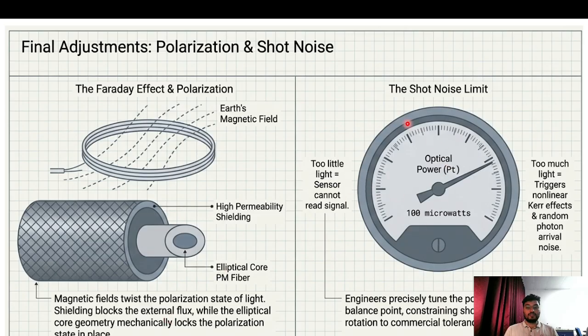Moving towards the next thing, which is the shot noise limit. Too little light means the sensor cannot read the signal. Too much light triggers nonlinear Kerr effects and random photon arrival noise. Engineers precisely tune the power to the optimal balance point, constraining shot noise equivalent rotation to the commercial tolerance, which is 0.01 degree per hour.